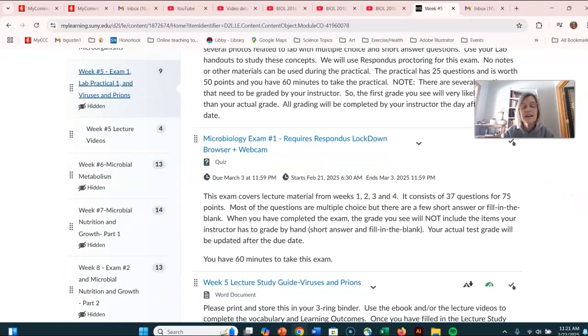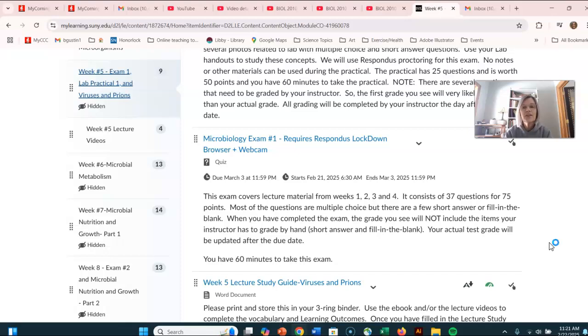The other thing we have is exam number 1. It says it has 37 questions. Most are multiple choice, but there's a few short answers or fill in the blanks. And again, this is going to be from the lecture material from weeks 1, 2, 3, 4. So it's straight from your lecture study guides. I use those lecture study guides to write the test. So make sure you know the vocabulary. Sometimes I put questions on the study guide because those are things that are challenging for students. So make sure you look at the study guides and you can answer the questions I have on there.